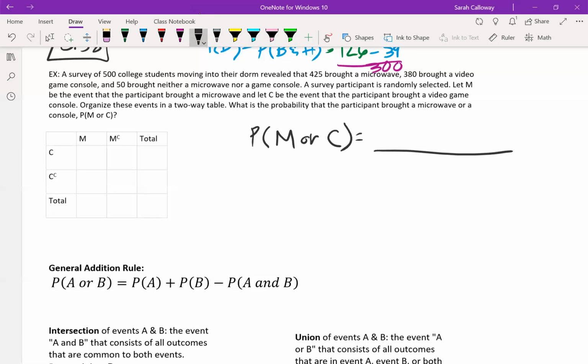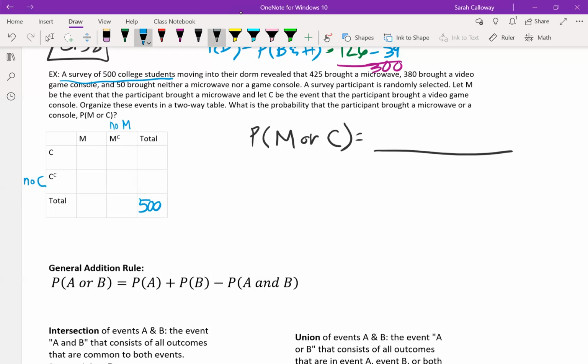Okay, so let's fill in what we know. The survey was of 500 college students. If I have the total value, that's always going to be this last box in a two-way table. So my columns, they brought a microwave or they didn't bring a microwave, right? So the complement means they didn't bring a microwave. I could also write no or something, whatever you want there, but they are complements of each other. They brought a video game console or they didn't, right? So no console would be an alternate way to write that. You're not submitting the table, so it doesn't really matter what you title them. And then I included the total columns because that's what they gave us.